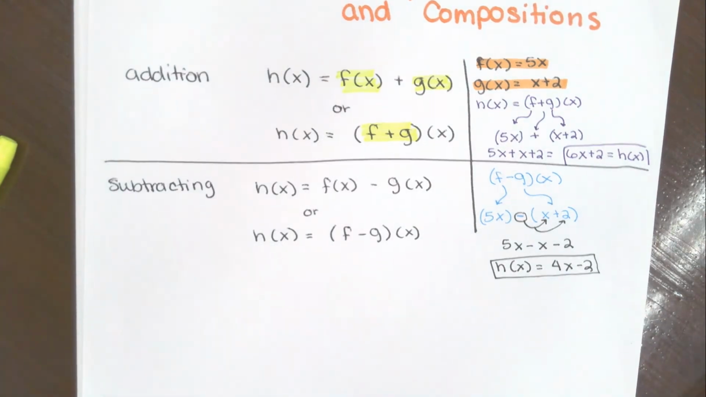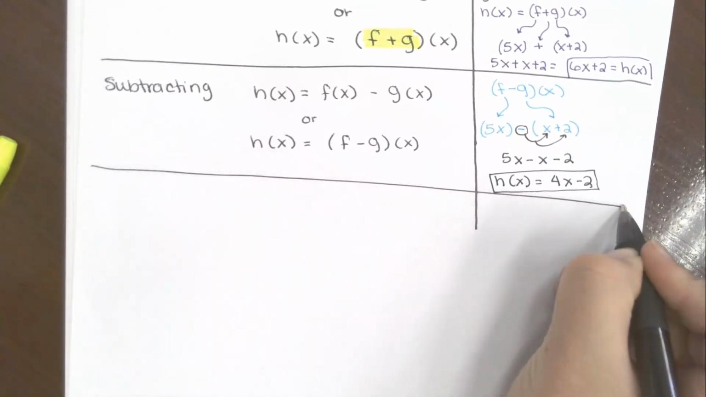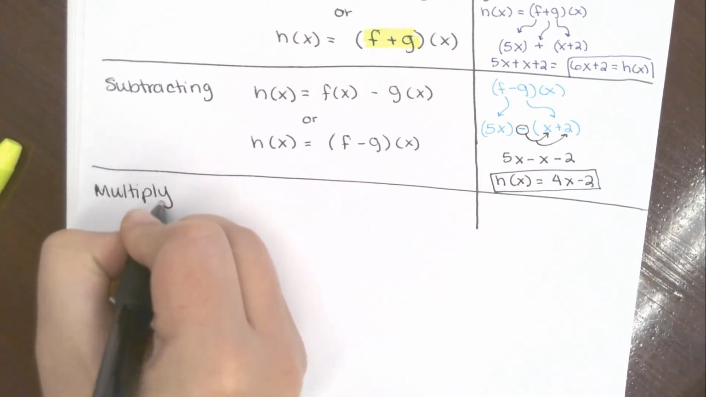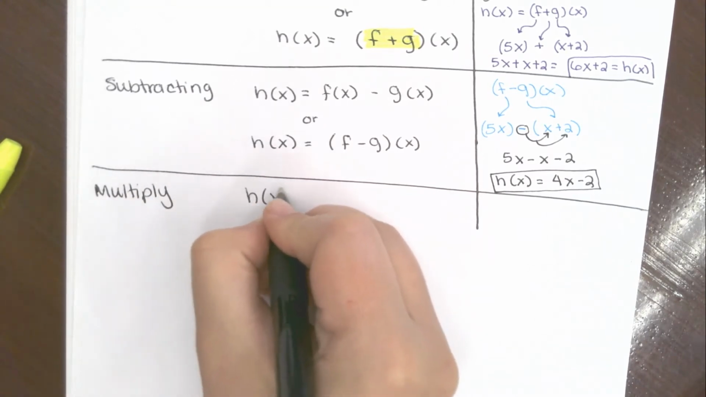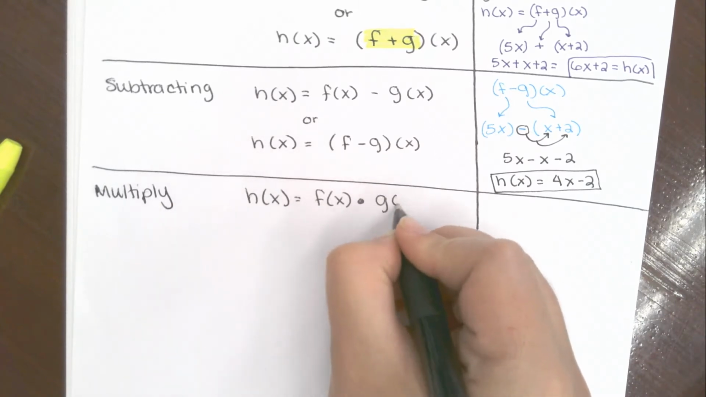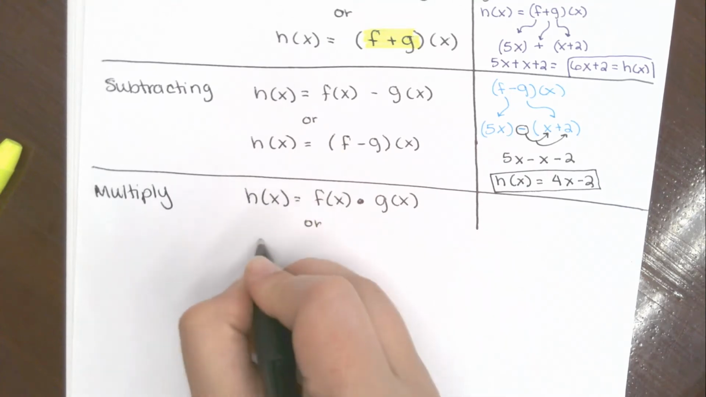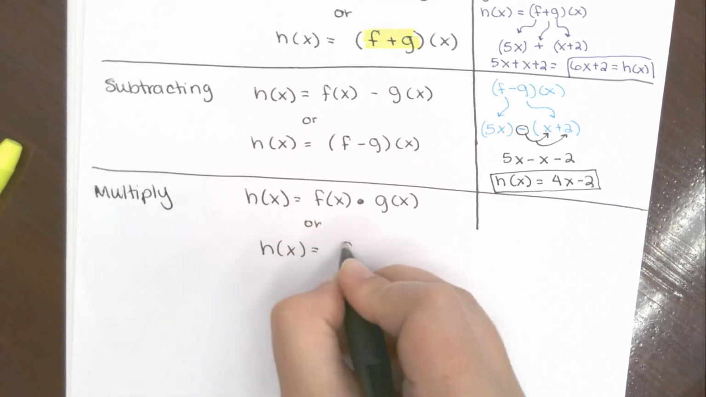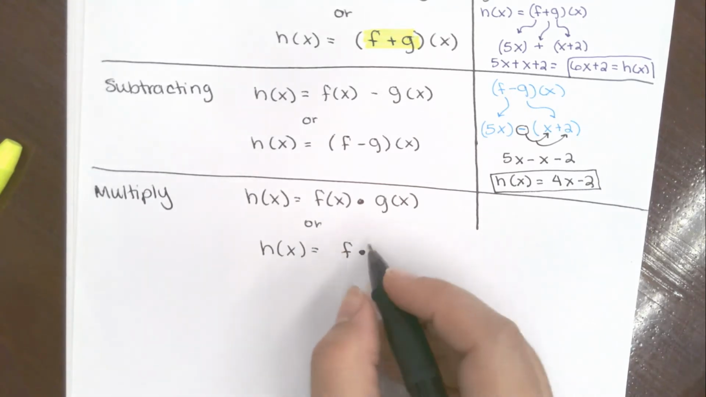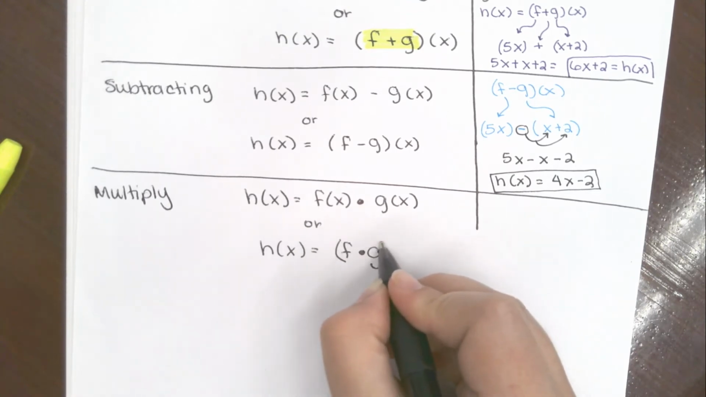Moving on to multiplication. We again have h of x equals, you take the f of x equation times your g of x equation. When they're asking you to do that, what you're going to see is h of x equals f times g. It's very important that this is a multiplication, not an open circle. We'll talk about that perhaps in the next video.